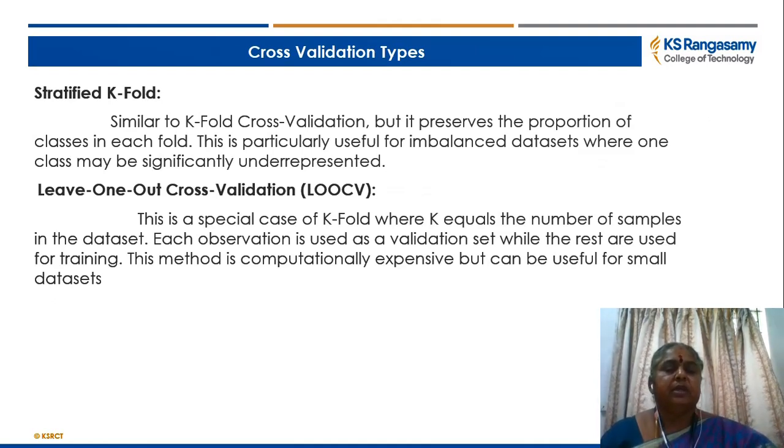The next one is leave one out cross-validation. This is a special case of K-fold, where K equals the number of samples in the data set. Each observation is used as a validation set, while the rest are used for training. This method is computationally expensive, but it can be useful for small data sets.